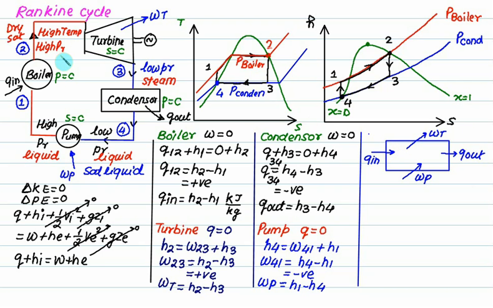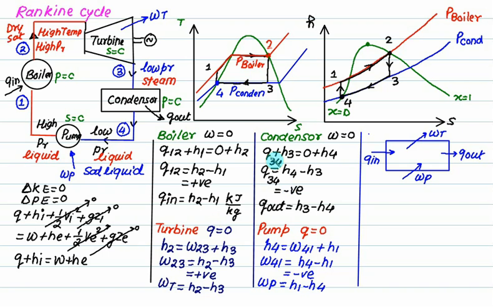You just go to the figure, identify the component and write higher minus lower. In the case of the boiler, higher is 2, lower is 1, so H2 minus H1. In the turbine, higher is 2, lower is 3, so H2 minus H3. In the condenser, 3 is more as compared to 4, so H3 minus H4. And in the pump, H1 is more as compared to H4, so H1 minus H4.